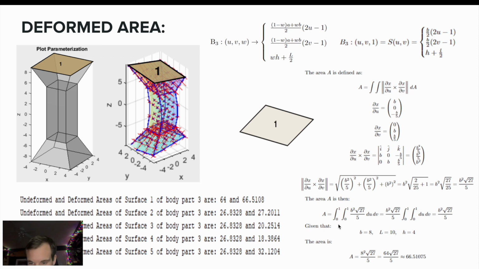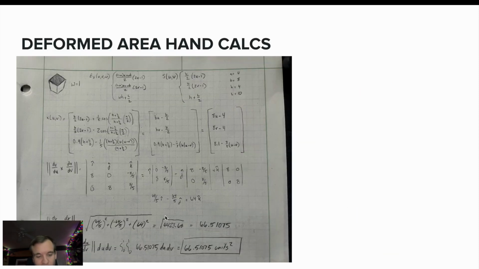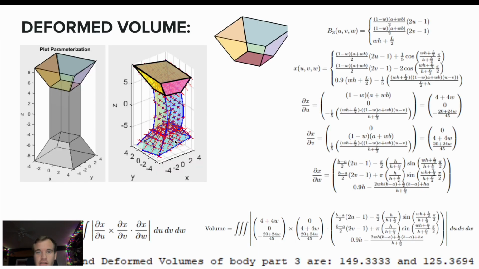So I went down here, and I end up getting 66.51075, and you can see that surface 1 of our body, our frustum in the code, was 66.518. So that checks out. We calculate that correctly by hand and in the MATLAB code. And this is my actual by hand calculations where I did it the first time, and then I just wrote that using LaTeX to make it neat.